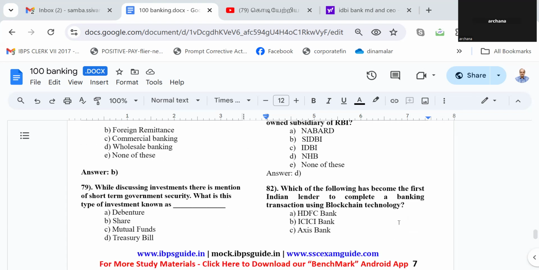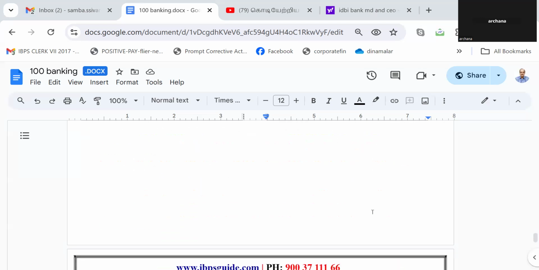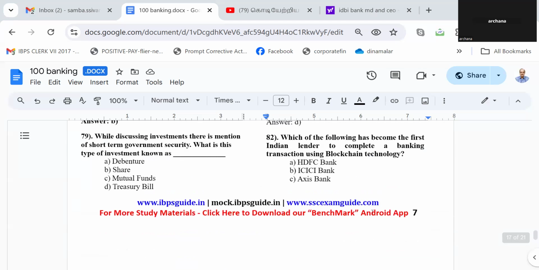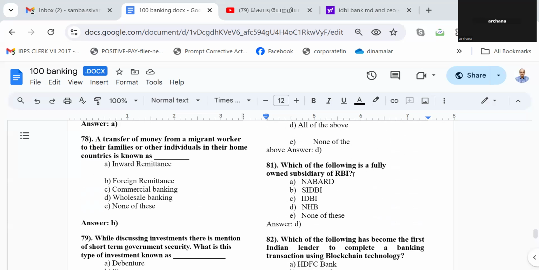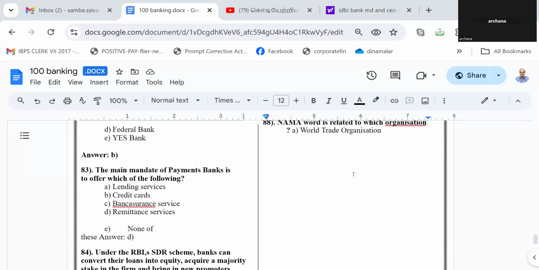Number 82. Which of the following has become the first Indian lender to complete a banking transaction using blockchain technology? The answer is B, ICICI Bank. Blockchain technology is what is used for cryptocurrencies, which is not controlled by any other country, any government. Only in Ecuador, there is a country known as Ecuador. There, these blockchain cryptocurrencies are recognized as valid currencies. Valid currencies.